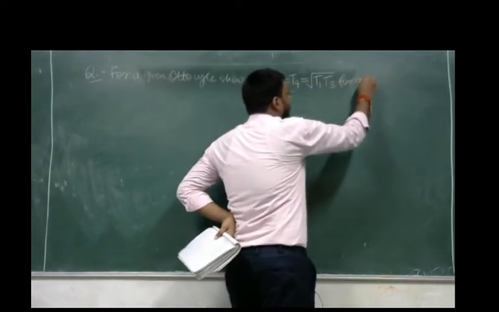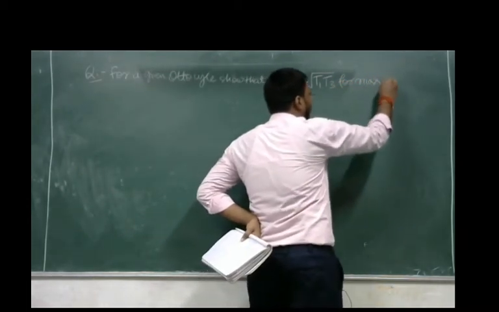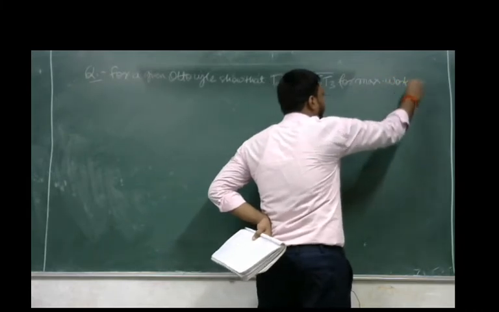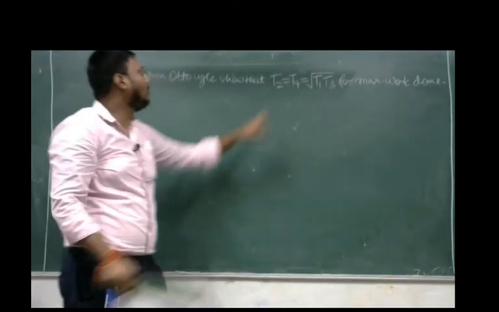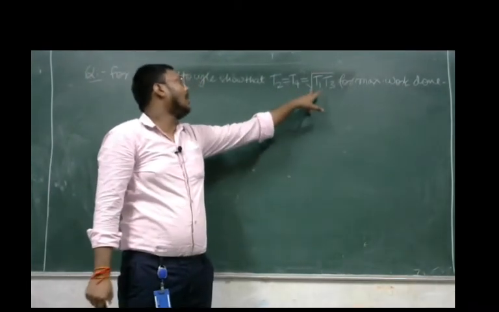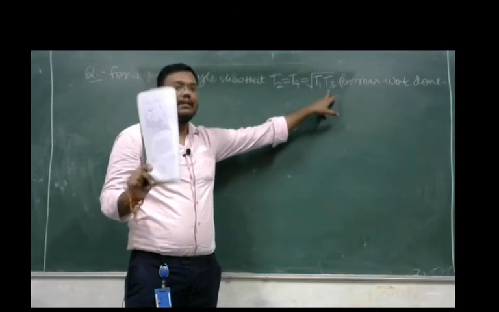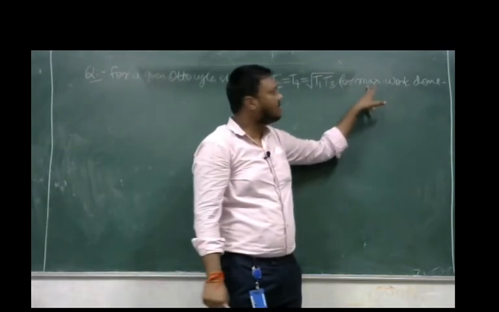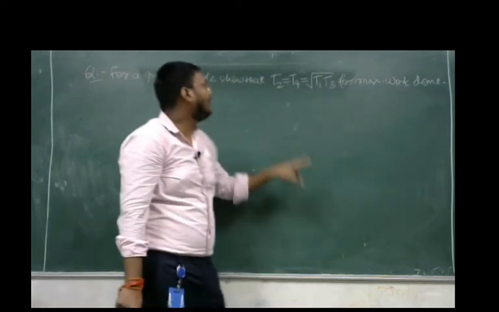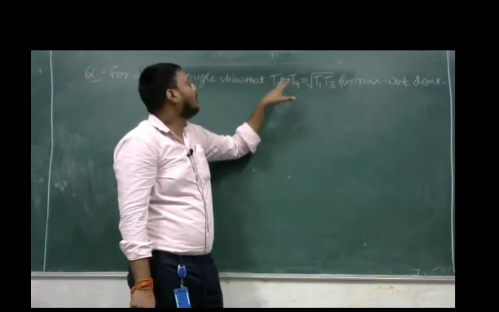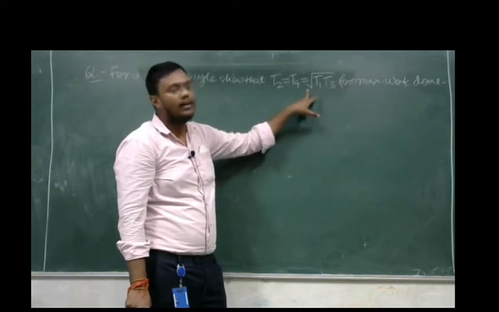for maximum work done. The last line is very important. So we have to prove that T2 equal to T4 equal to under root T1 T3 when work done is maximum. For the maximum work done condition, we have to prove that T2 should be equal to T4 should be equal to under root T1 T3.